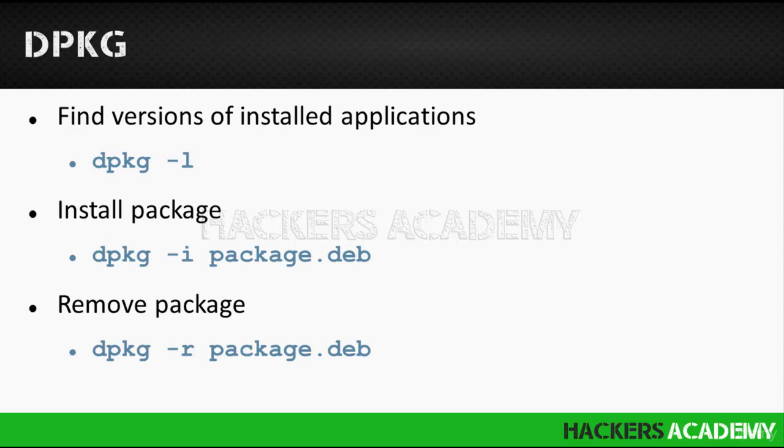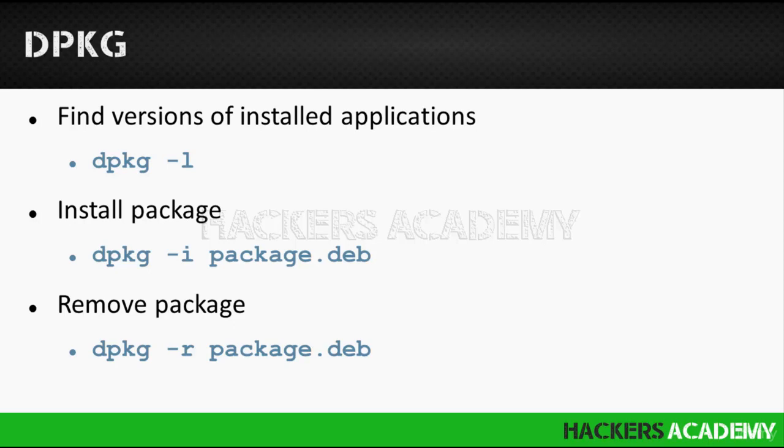Unlike apt, however, we need to note that dpkg does not take care of dependencies for us. So if a package needs any dependencies, we'll have to take care of that ourselves. To get back to the scenarios that we discussed in our post-exploitation tip, to find versions of installed applications and hope that you are going to find an old, outdated, vulnerable one, you can do that using the dpkg -l command. To install a package, let's say I want to install Nessus, for example, after downloading it, I can do that using the dpkg -i command. And to remove a package, you can do that using the dpkg -r command.